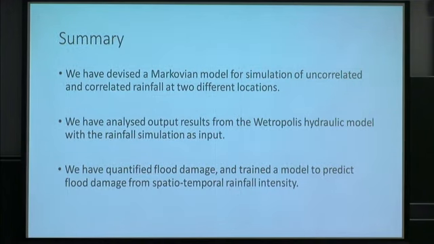So to summarize, we've devised a Markovian model for simulations of uncorrelated and correlated rainfall at two different locations. We've analyzed the output from the Metropolis hydraulic model with rainfall simulation as input. And so we've quantified flood damage and trained that model to predict flood damage from spatio-temporal rainfall intensity.